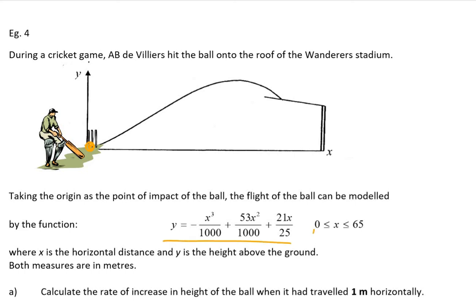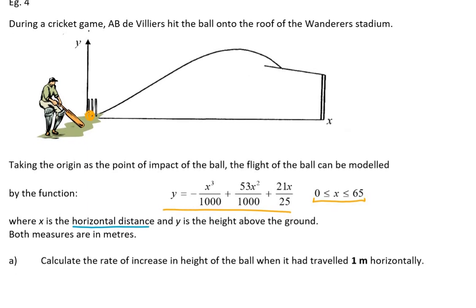Now notice, they've given you a domain that this model is applicable for. Because remember, models aren't accurate forever, and they don't apply to all x values. So from 0, obviously you can't have negative, because 0 is where he hit the ball. So from 0 to 65 meters is where this model is applicable, where x is the horizontal distance the ball has gone, and y is the height above the ground the ball has gone. Both measurements are in meters.